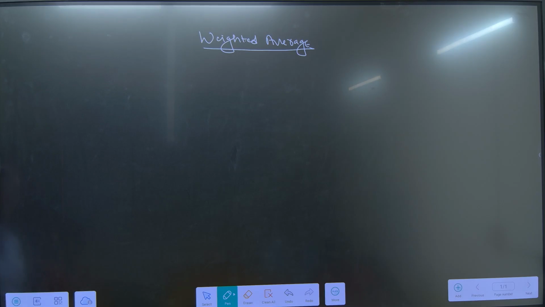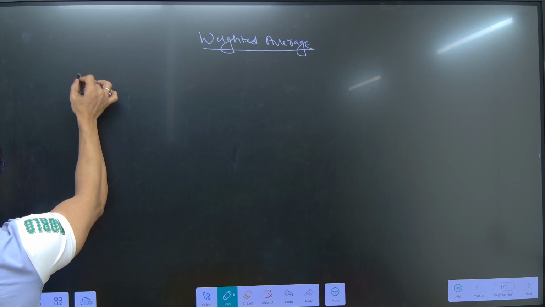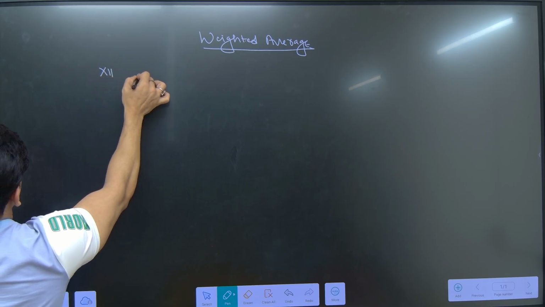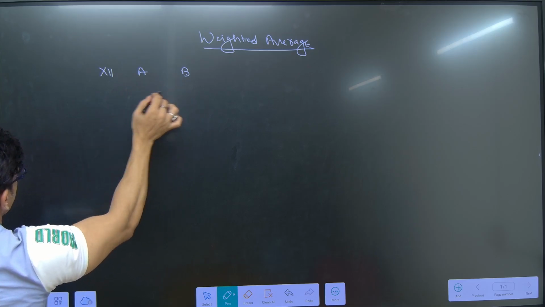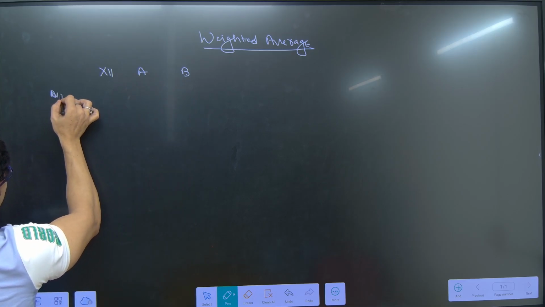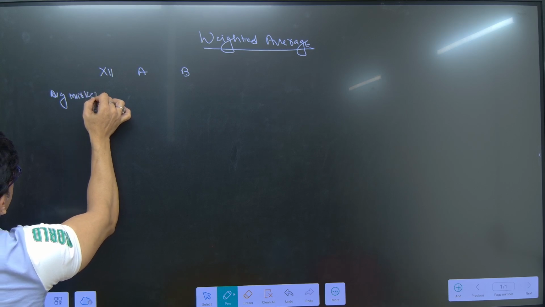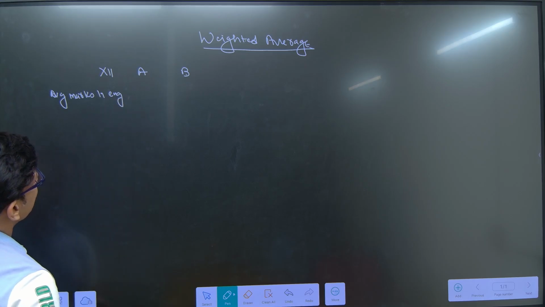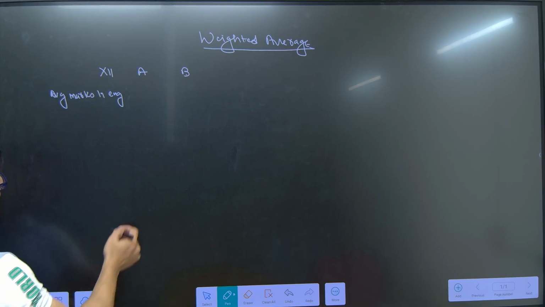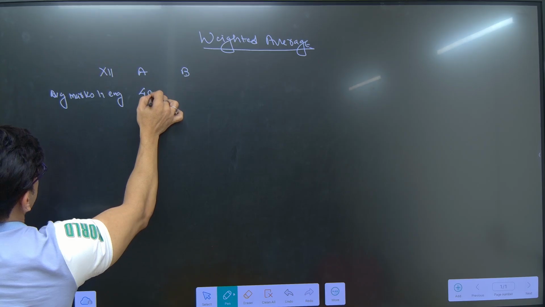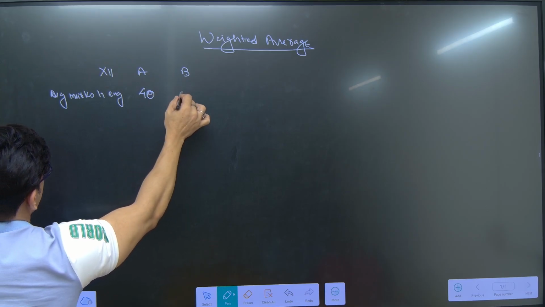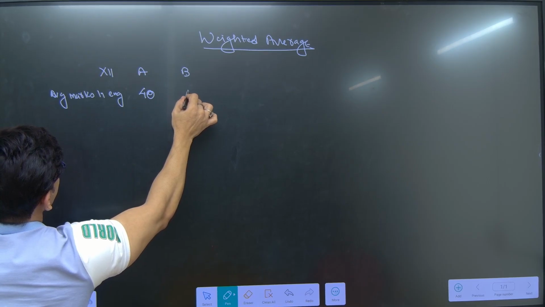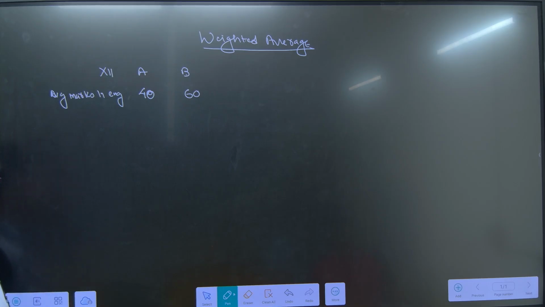We'll explain you this. Suppose in a school, class 12th has two sections, A and B. I'm taking two as of now. Average marks in English out of 100. Let's say class 12th A has average marks in English was 40. Let's take easy number 40. And 12th B has an average of 60 marks. This is not individual marks, right? This is the average of the entire class you are taking.